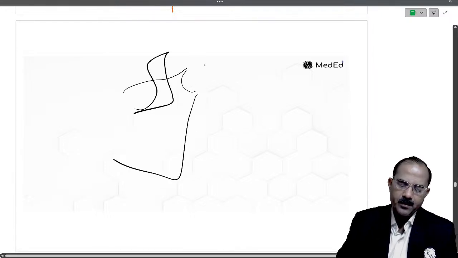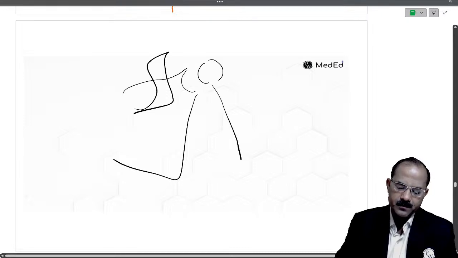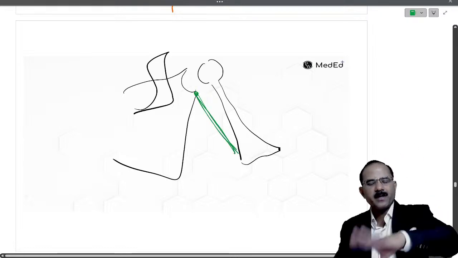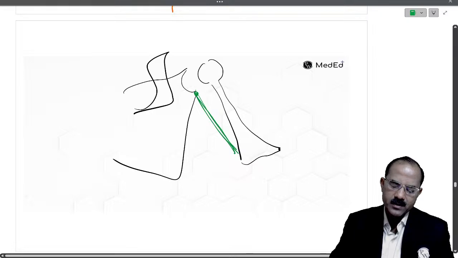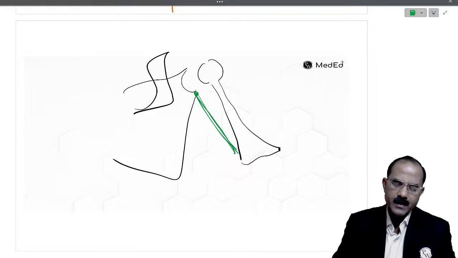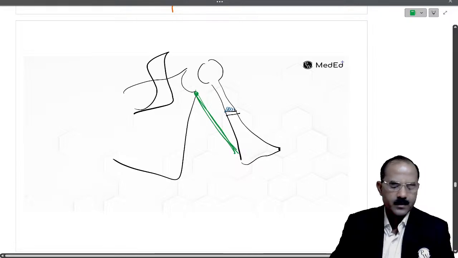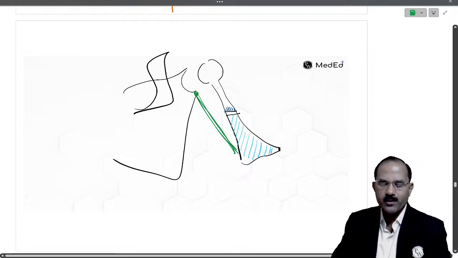So that's the scapula, that's the humerus. Tell me, what is this muscle? Just a small part left, I'll finish this. What is this muscle? Any guesses? And what is this muscle? It is not coracobrachialis, how can this be coracobrachialis?